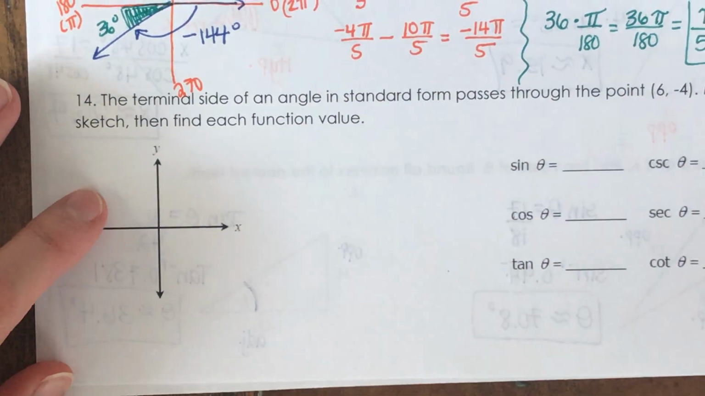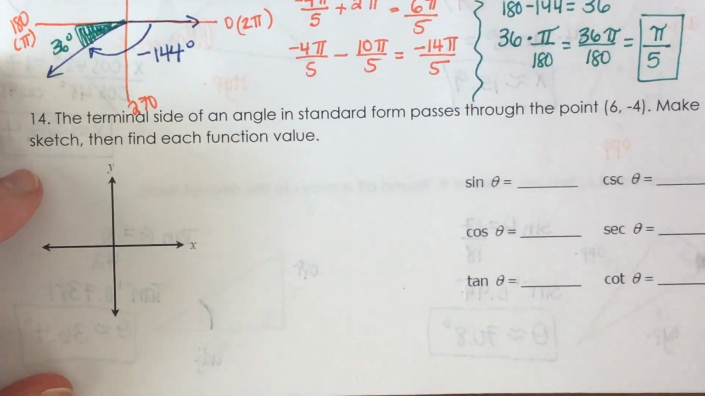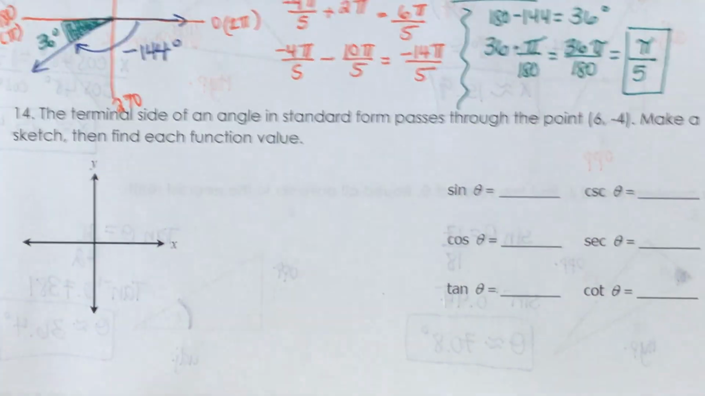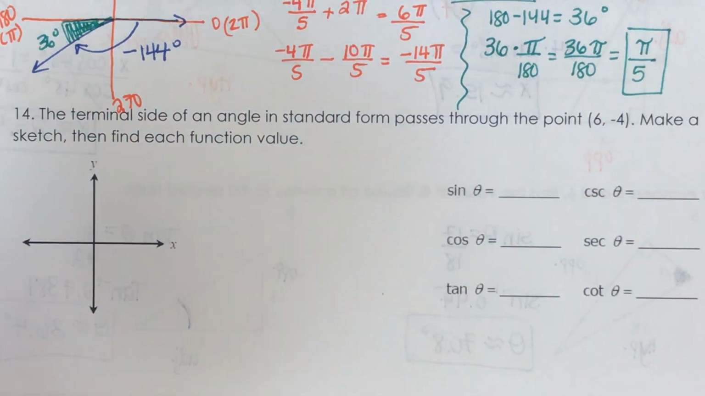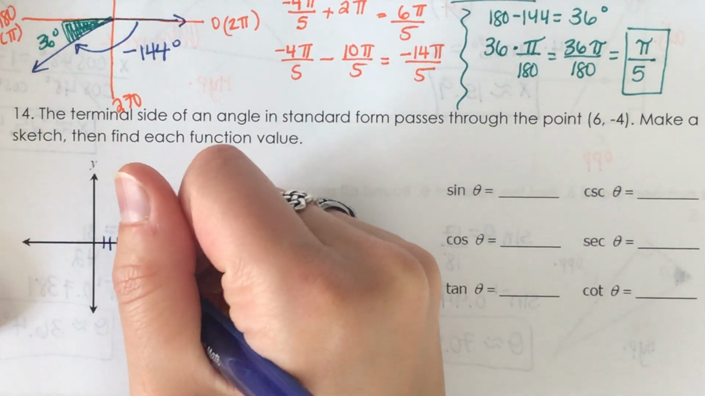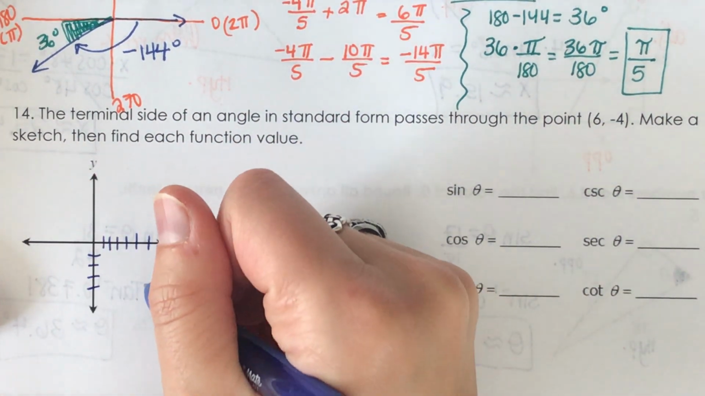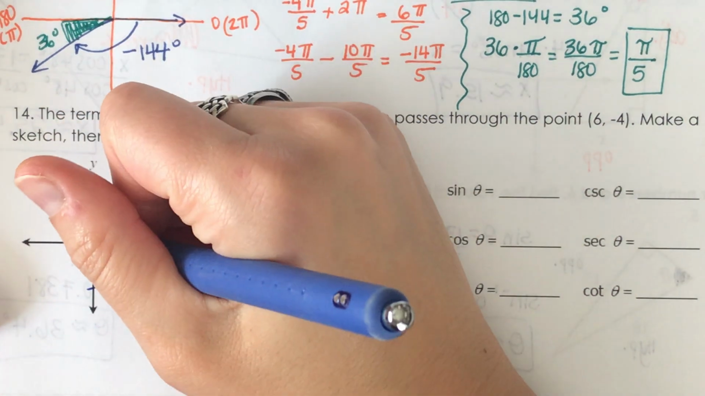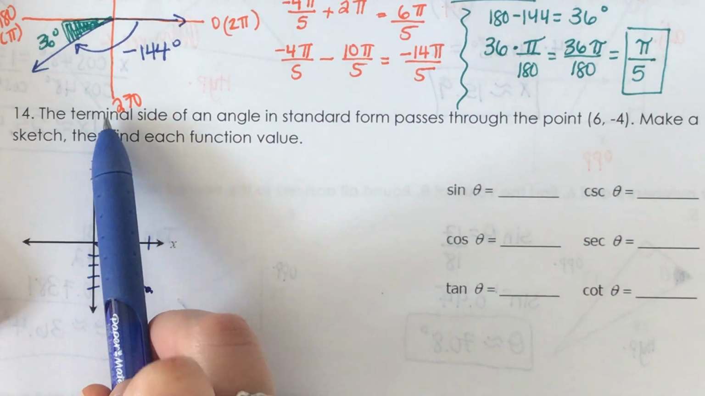All right, number 14. The terminal side of an angle in standard form passes through the point (6, -4). Make a sketch, then find each function value. Okay, so I'm going to start by sketching the point (6, -4). That would be 4, 5, 6 on the x, negative 4 on the y. All right, be right about there. Okay, that's the terminal side of the angle.